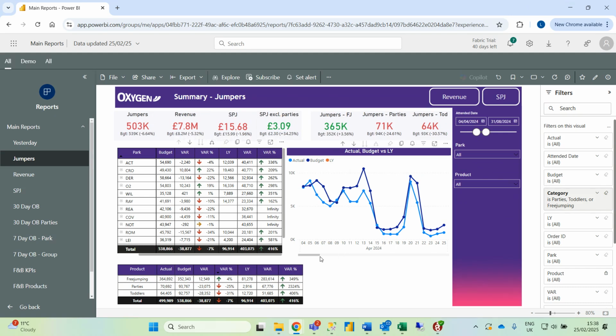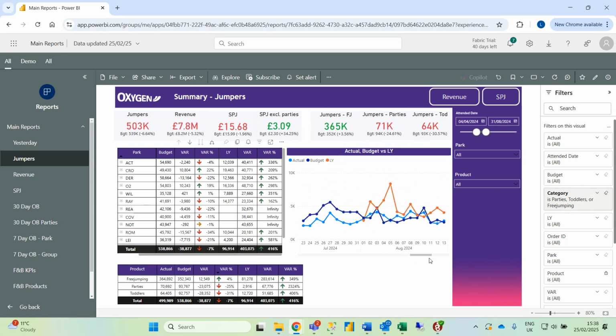We then have a graph that's quite good for looking at trends. You can also see that with the orange line, we don't have last year's data for that. If we were to scroll along, this is where we have it from, and then you'll be able to see the previous year would be August of 2023. And then again at the bottom, you have your group table.